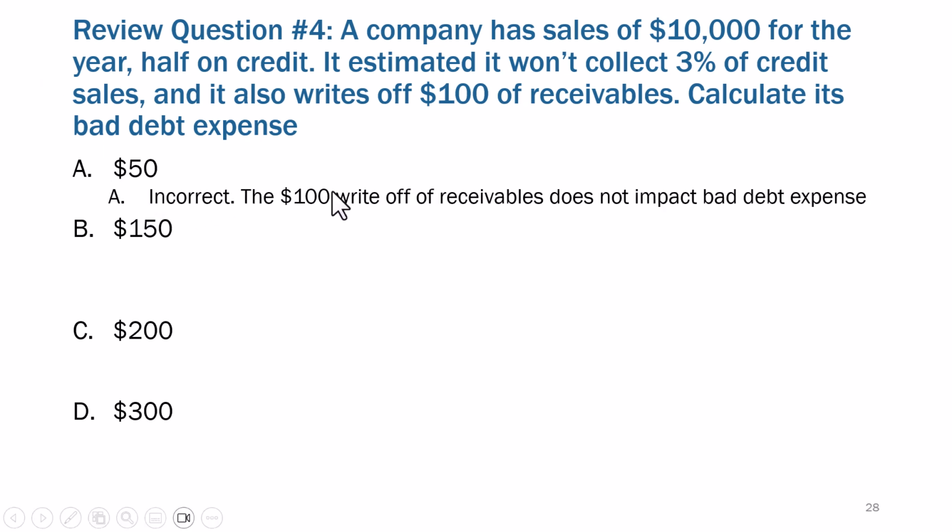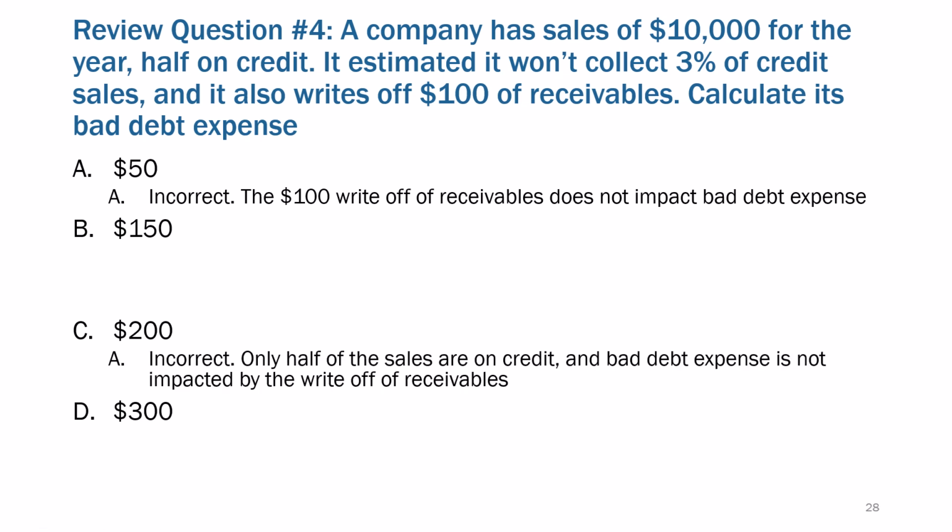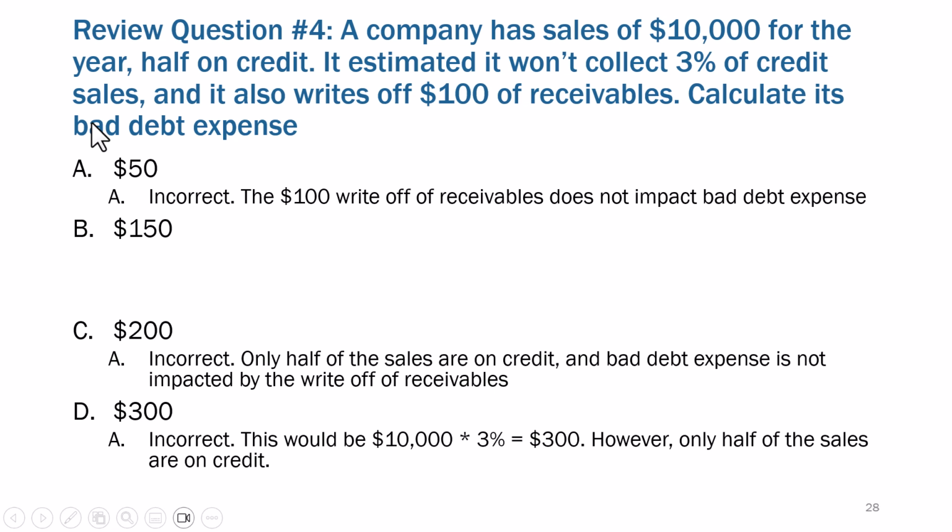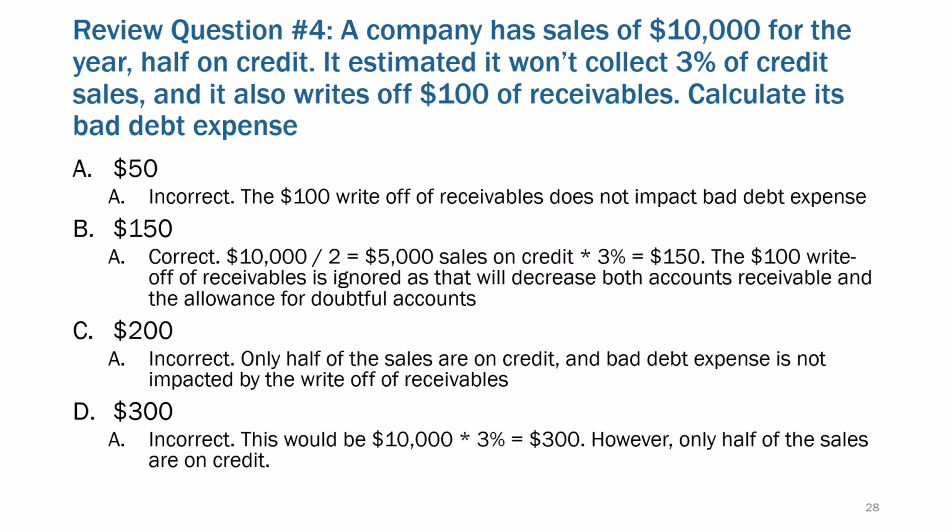All right. So that one is not going to be the answer. The write-off of the receivables doesn't impact bad debt expense. It's not $200. Only half of the sales are on credit, and bad debt expense is not going to be impacted by the write-off. The answer is not $300. Some of you might have said, okay, 10 grand times 3%, that's $300. But what it says is only half are on credit. So the other half, there's no risk. So this is the percent of credit sales, not the percentage of sales method. It's the percentage of credit sales.